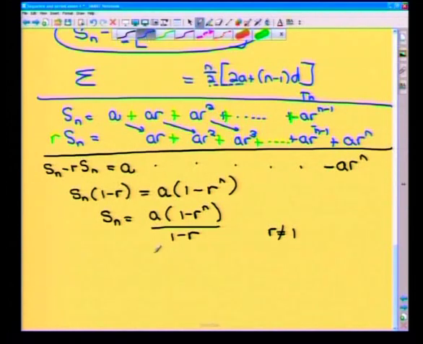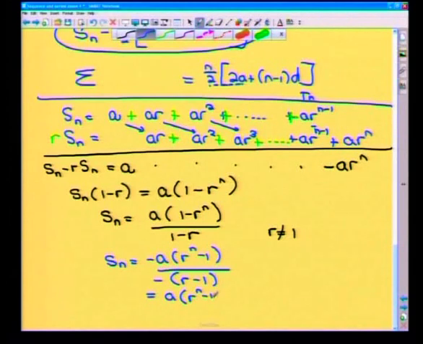Right, so now looking at this now, what else could we do to it? We could say, let's take out a negative. If we do, we've got R to the N minus 1. And if we take a negative out of here, we've got R minus 1. Right, that means that this formula would become A, R to the N minus 1 over R minus 1. And once again, the R may not equal 1. Now you might say, well, why do we need two formulas? We don't really need two formulas. We're actually quite happy with one of the formulas.